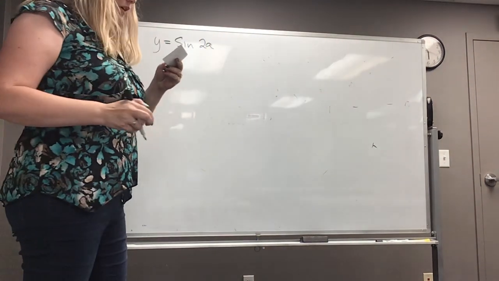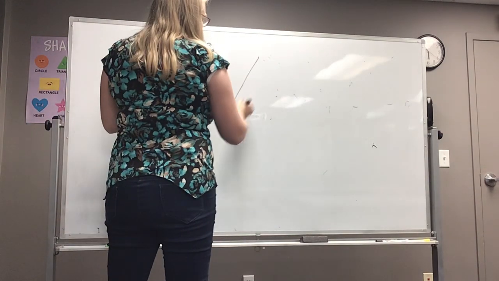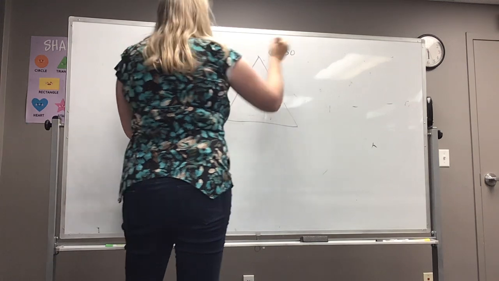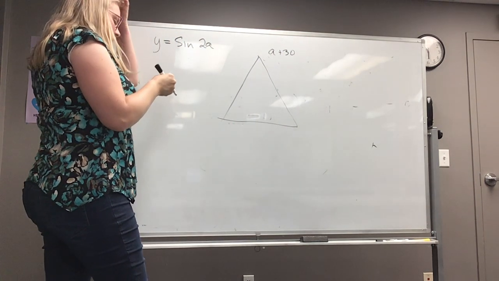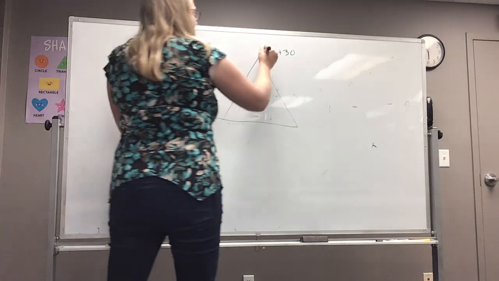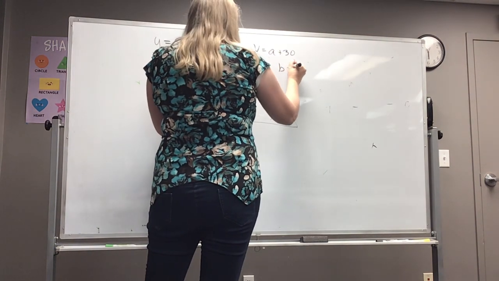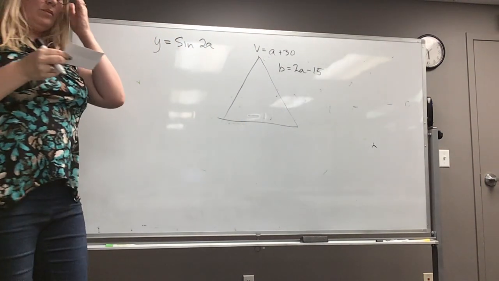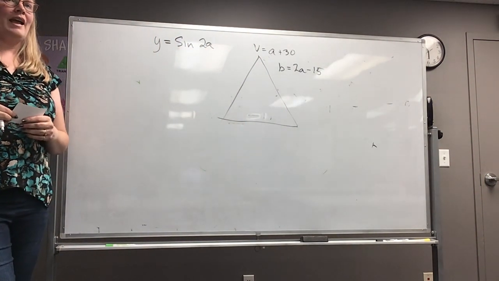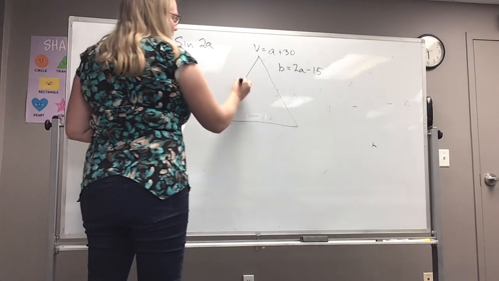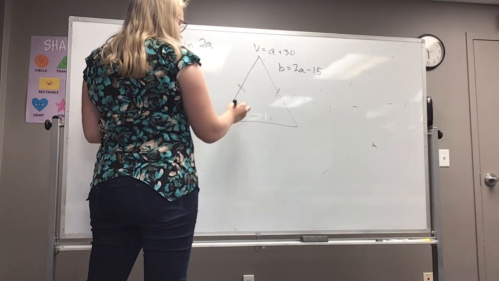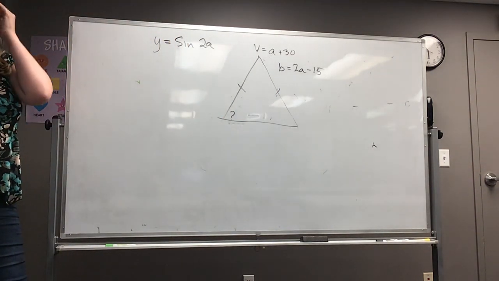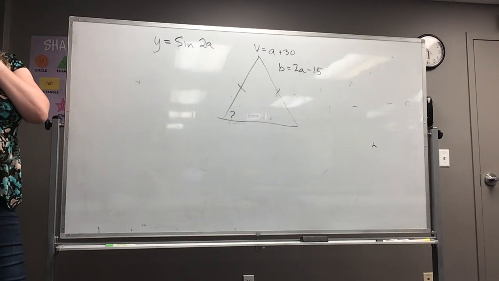So, the measure of the vertex angle of an isosceles triangle is a plus 30, and the base angles each measure 2a minus 15. What is the measure in degrees of one of the base angles? So here we have our isosceles triangle, and they want to know what is the measure of one of the base angles. How would you go about solving that?